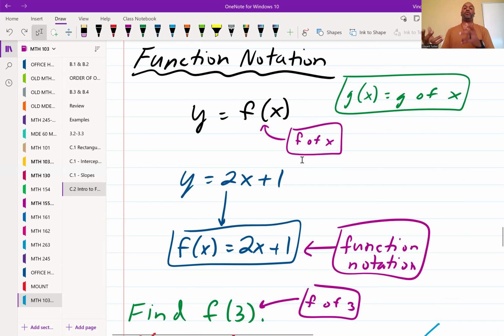So all it says is that you can substitute f of x in for y. And that's what we did here. y is equal to 2x plus 1. That's the same thing as f of x is equal to 2x plus 1. They're going to assume you know now that f of x is the same thing as y. Once you have f of x in there, that's your function in what we call function notation.